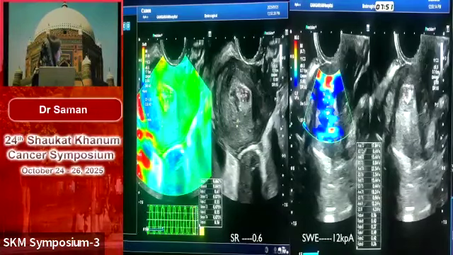In the endometrium, which was green on elastogram, the strain ratio came out to be 0.6, which is quite low. And on shear wave elastography, the value turned out to be 12, which is again lower. This was suspected to be a polyp and confirmed on shear wave and strain elastography to have a low strain ratio and low shear wave values.